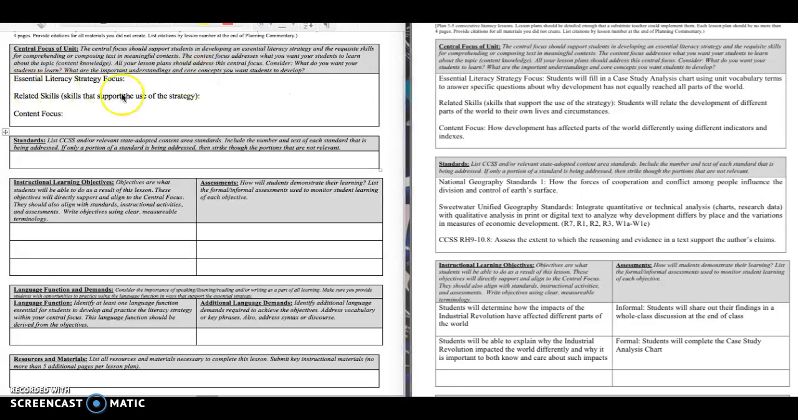And then the related skills, there's other related skills that they'll use during the lesson that are focused around the content. And then the content focus, which is really how the lesson is developed around the main focus of what she wants the students to understand by the end of the lesson plan. And then the standards here, she has the National Geography Standards, Sweetwater Unified Geography Standards. So she was in the Sweetwater District.